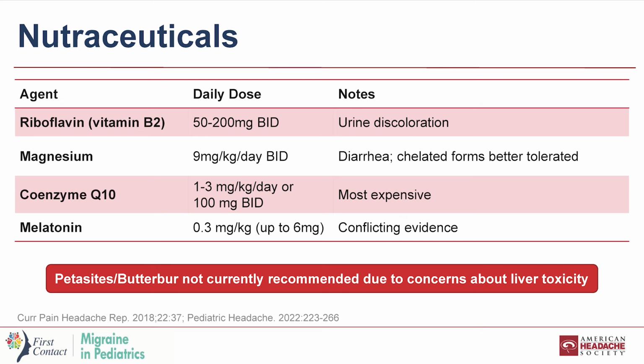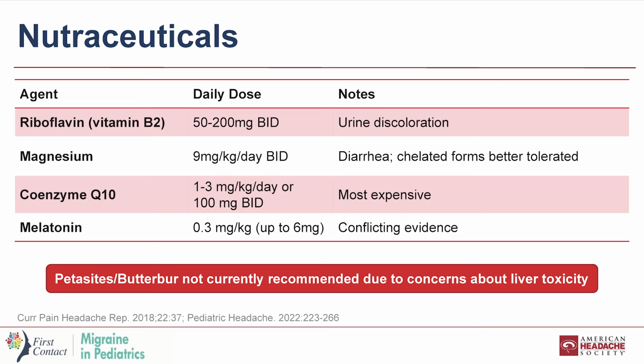Most children will benefit from the two parts of the treatment plan that we talked about already, which is behavioral and lifestyle change, plus maximizing acute treatment. But there's a large population of patients who will need that added layer of preventive therapy. Some of the options that are out there for preventive therapy include the use of both nutraceuticals and pharmaceuticals. So I'm going to start with the nutraceuticals first.